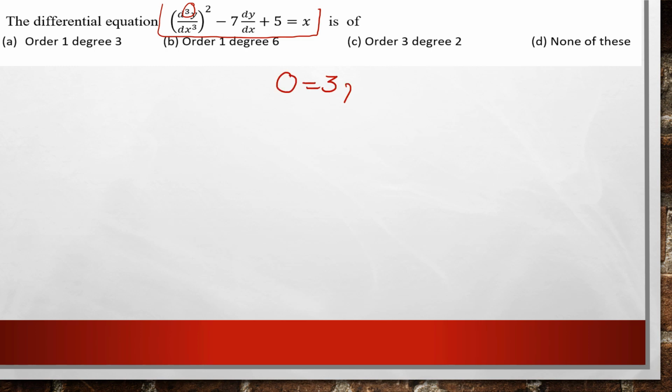Okay. And what is degree? Degree is the power of the highest order derivative. What is the power of this? 2. So degree is 2. Okay, so that means the third option is correct.